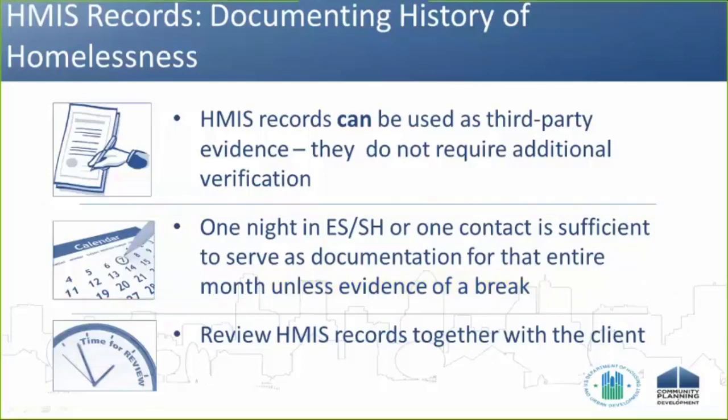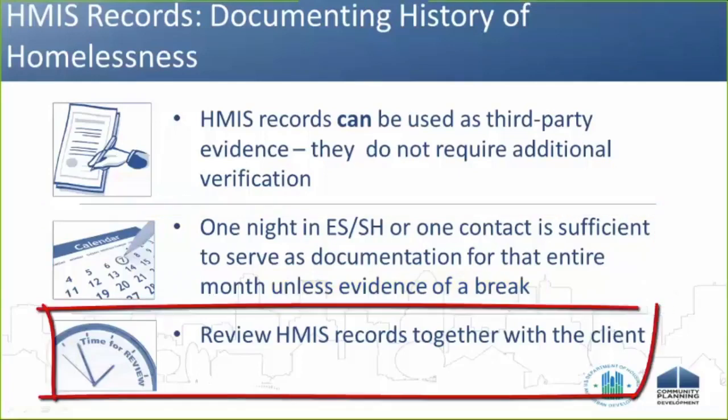It's recommended that you review HMIS records together with the client as you work to build a housing history and collect documentation. Doing this will likely be far more helpful than simply asking how many times have you been homeless in the last 3 years, because walking through the documented housing history within HMIS may actually help them recall other details and dates that they otherwise may not have thought to mention.